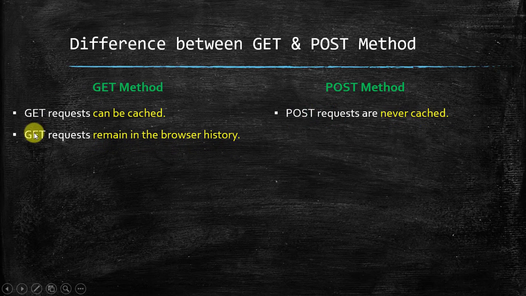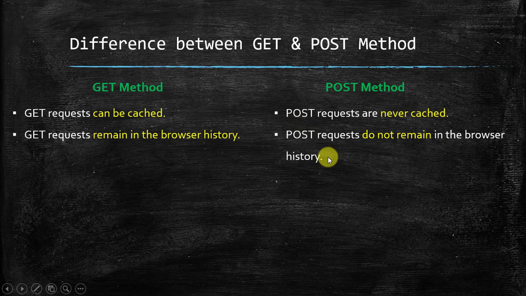Now the second difference is get request remains in the browser history. As I have said, whatever information we are sending using get method is stored in cache memory, and this cache memory resides in the browser history. So all this information remains in the browser history until we clear it. On the other side, post requests do not remain in the browser history. Whatever information we have sent using the post method does not remain in the browser history.